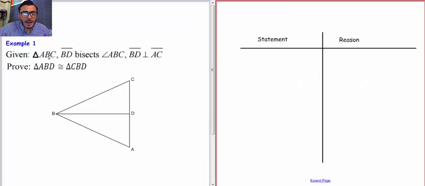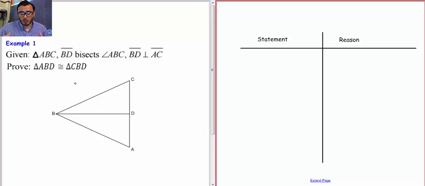We are given that triangle ABC is a triangle. We are also given that BD bisects angle ABC and that BD is perpendicular to AC. And we are to prove that triangle ABD is congruent to triangle CBD.